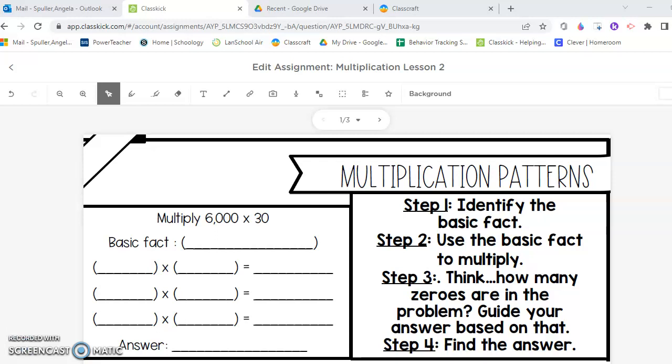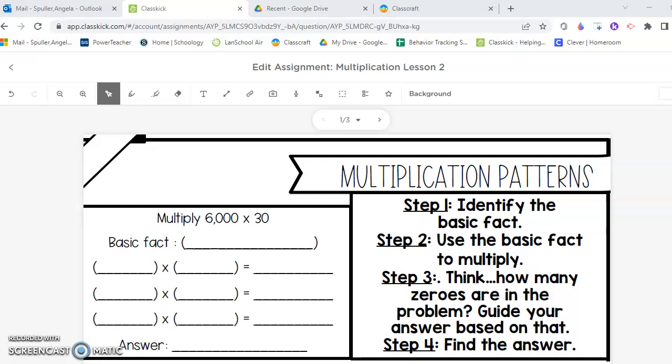Hi, this is Mrs. Oakley, and today we're looking at standard multiplication lesson 2. On lesson 1, we learned about patterns and the steps, identifying the basic steps, using that basic fact to multiply, finding out how many zeros, and then guiding that to help us find the answer. We did it with smaller numbers.